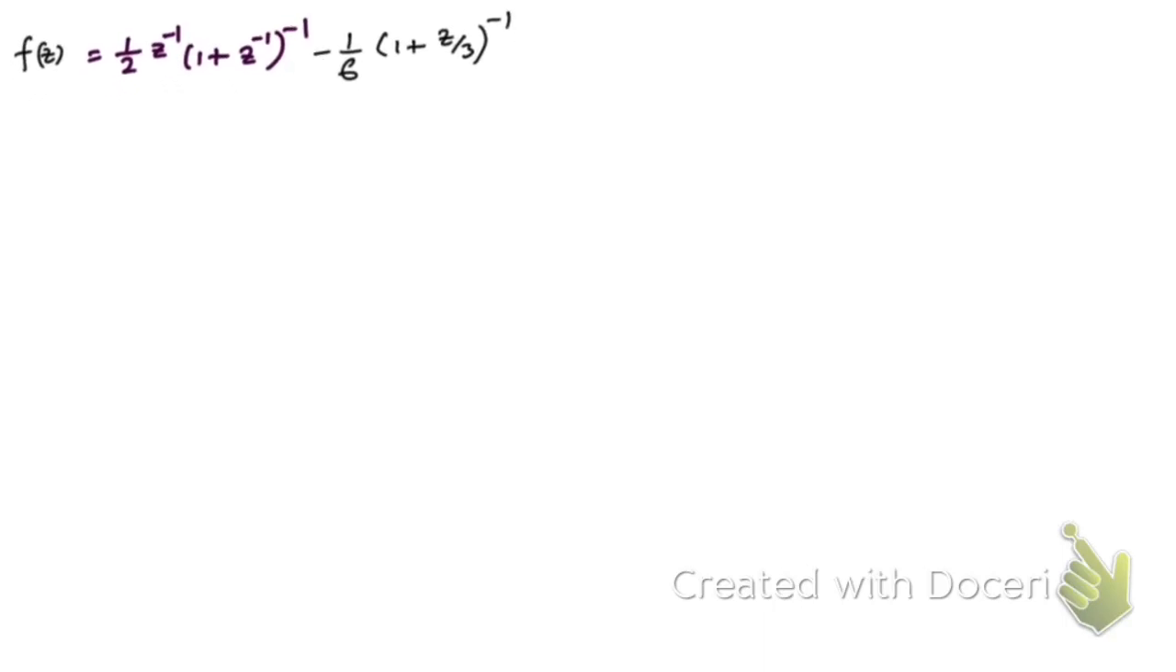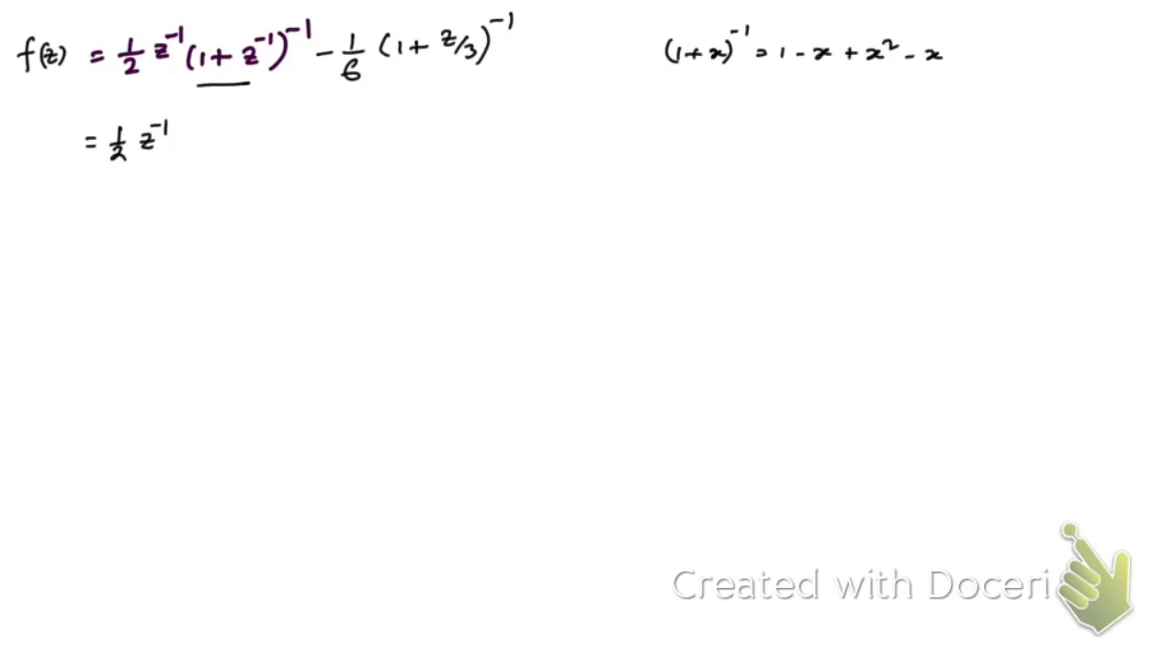So this is the f of z for the first condition. Now let me expand this, z to the power minus 1. If you expand it using this formula, (1 plus x) whole to the power minus 1, which is equal to 1 minus x to the power 1, then plus x to the power 2, then minus x to the power 3, then plus x to the power 4, then minus x to the power 5, and so on.